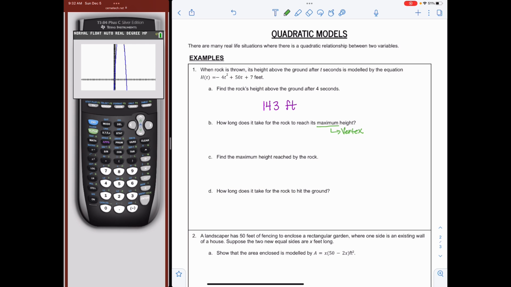All right, and I still don't see it, so I'm going to go to window again, and I'm going to change the y maximum to, let's say, 200. Okay, so now I can see the maximum. So now I can tell the calculator to calculate the maximum by going to second trace, and then I'm going to choose number 4 because it is a maximum. If I get as close to the maximum as possible, it looks like the x value in which the maximum occurs is going to be about 6.5.